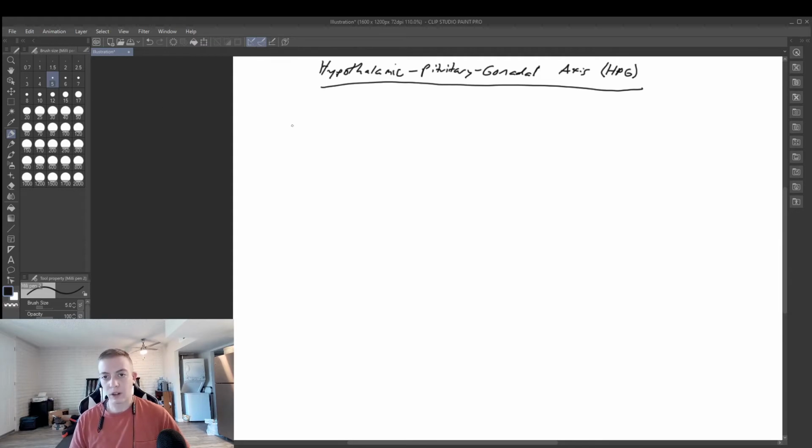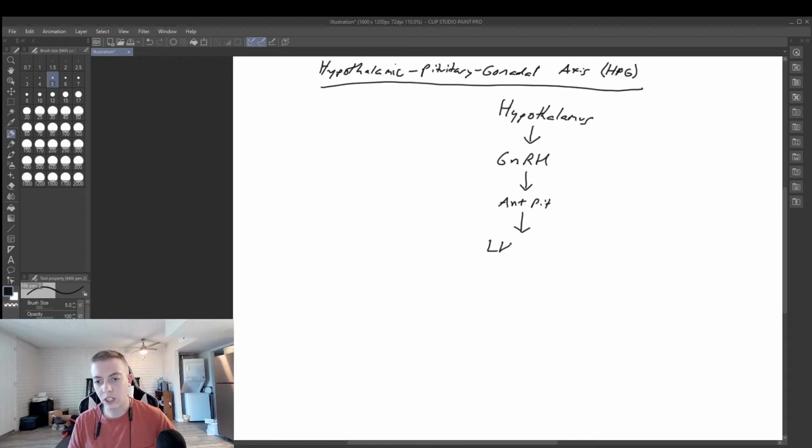So, without further ado, let's start off once again with the hypothalamus. And our hypothalamus is going to secrete GnRH, which is going to float down to the anterior pituitary. I'm just going to put ant pit because you get the idea, which then produces two hormones, LH and FSH, luteinizing hormone and follicle stimulating hormone.